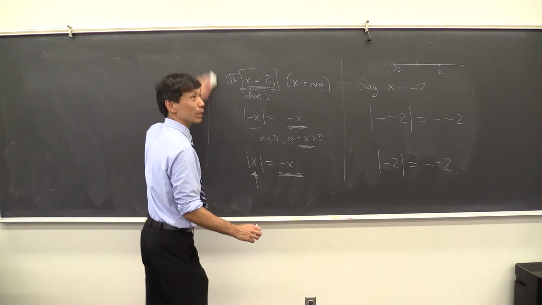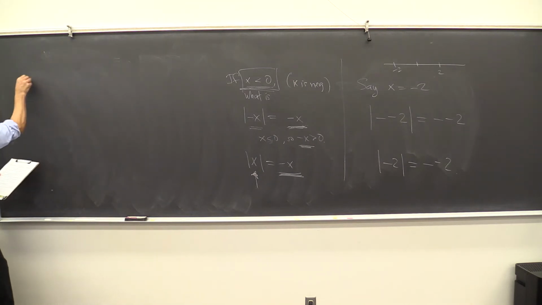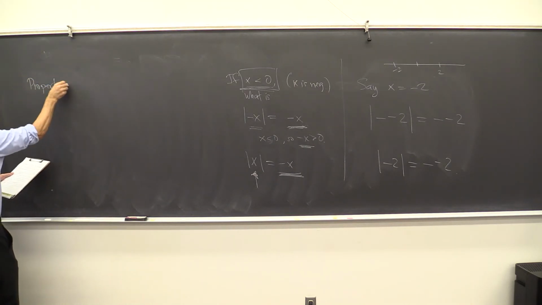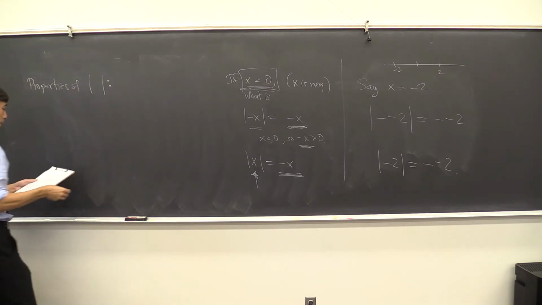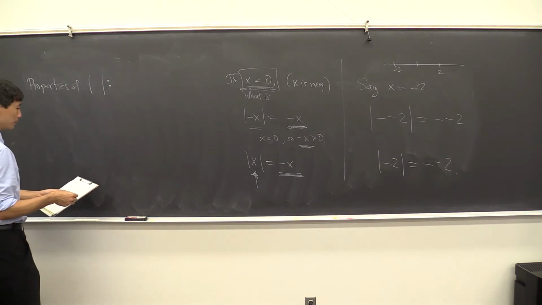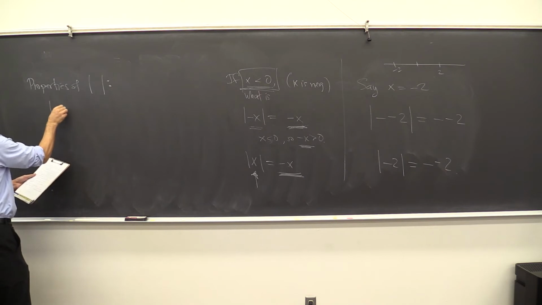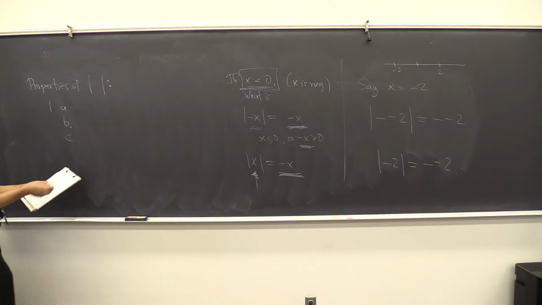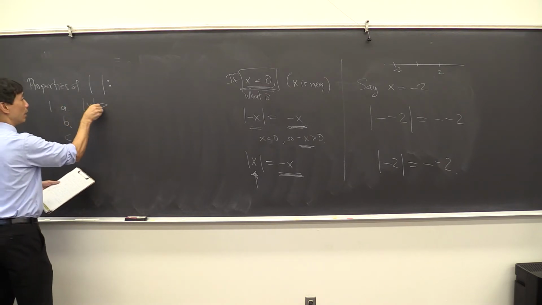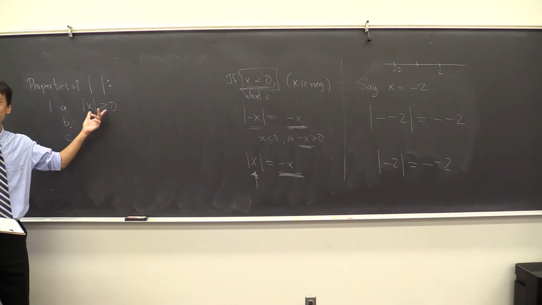Okay, let me go on. There are some properties of the absolute value that they just state. There's a bunch of properties. The first one is that the absolute value of something is always greater than or equal to 0. These are things that you probably find pretty evident.